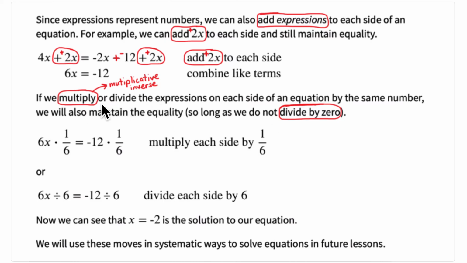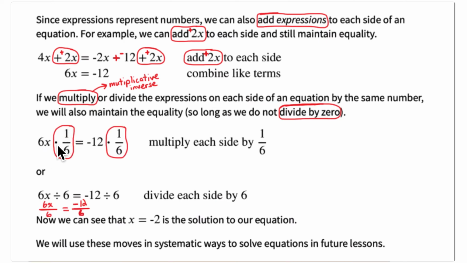All right, so we're multiplying using the multiplicative inverse to get rid of the coefficient. 1/6 is the multiplicative inverse of 6. If I'm looking at 1/6 of 6x, that's equal to negative 12, so I have to look at 1/6 of negative 12. They say, or you can divide. You're very rarely going to use this symbol as you go farther in math, so just write it as 6x divided by 6 equals negative 12 divided by 6.